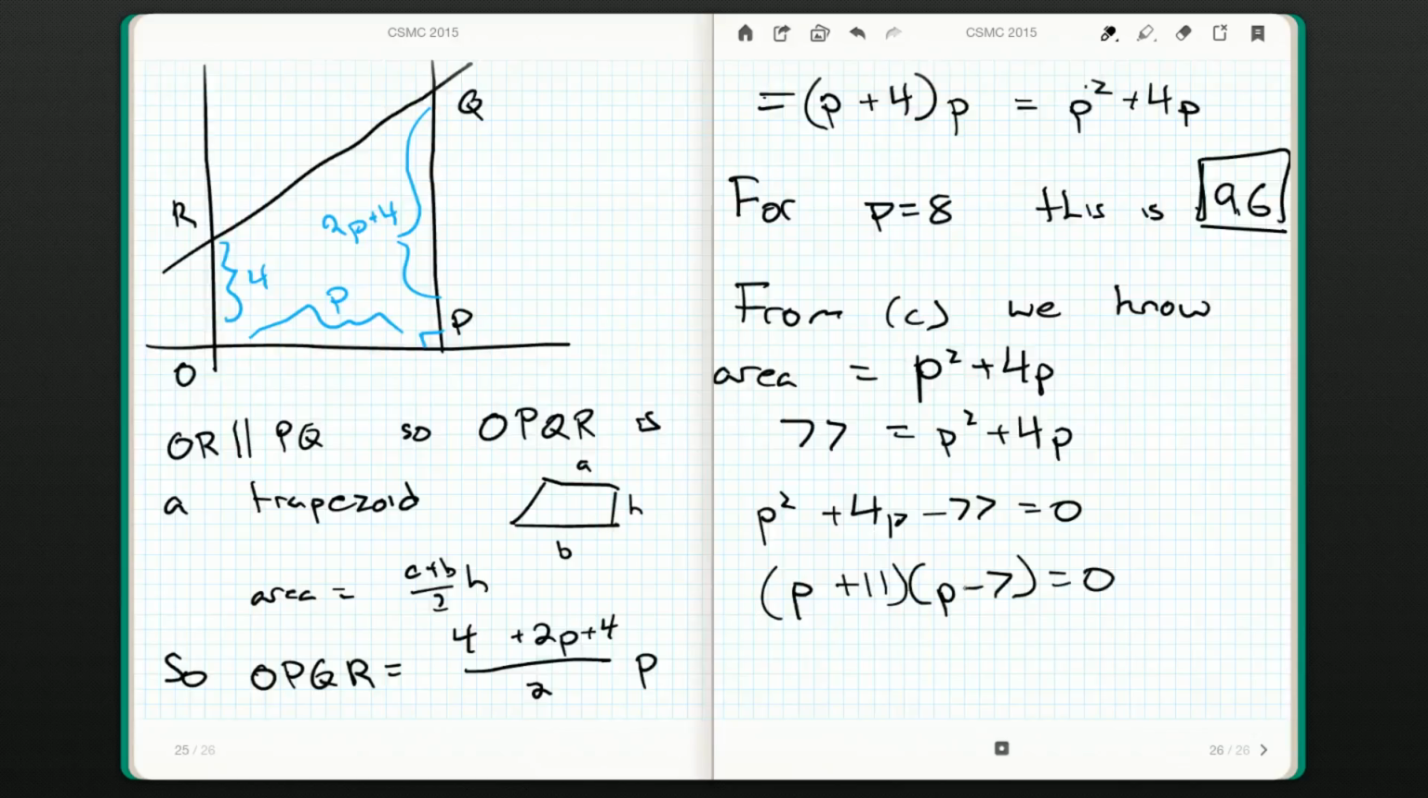But yeah, so we factored it out. Plus 11 times negative 7 is negative 77, and when we add those two, we get a plus 4. So this all works out. So p is either negative 11, but p is supposed to be greater than 0, so that doesn't work. So p is equal to 7. There we go.